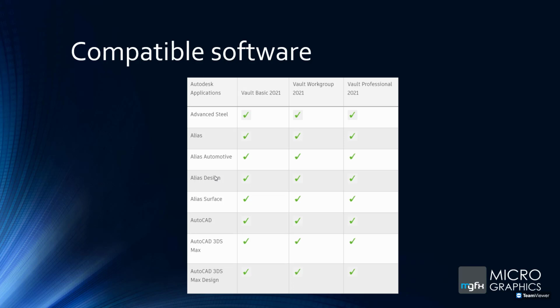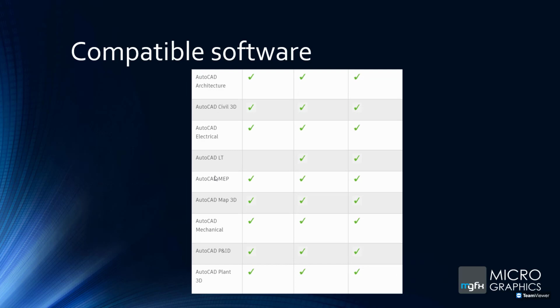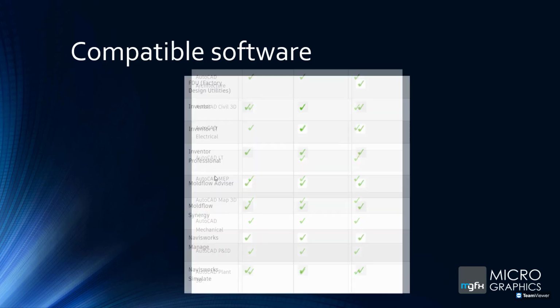Now, these are all the products. If you buy any of the products on the left here, you're able to use it with all of these products over here. So Advanced Steel, Alias, Alias Automotive, Alias Design, Alias Surface, AutoCAD, 3ds Max, 3ds Max Design, AutoCAD Architecture, Civil 3D, Electrical. So LT, you cannot integrate it with Vault Basic, but you can integrate it with Vault Workgroup and Professional. Okay, so then MEP, Map 3D, Mechanical, P&ID, Plant 3D.